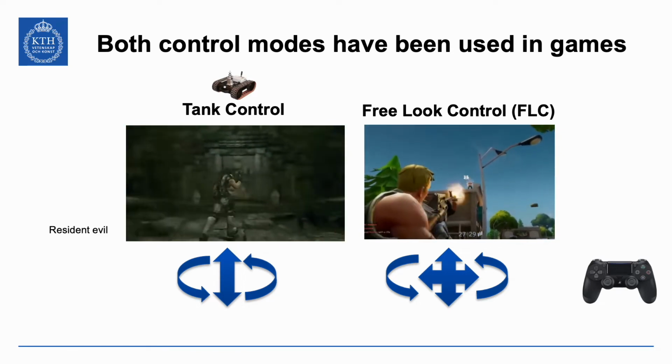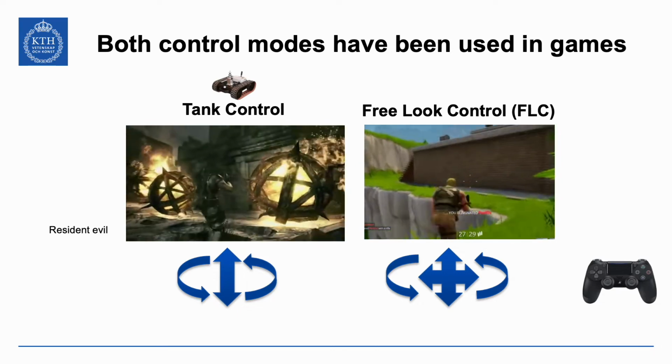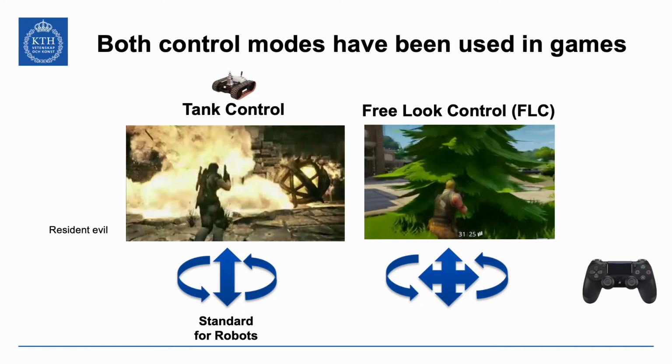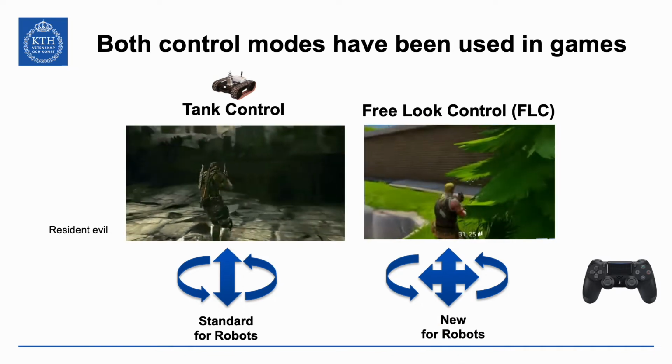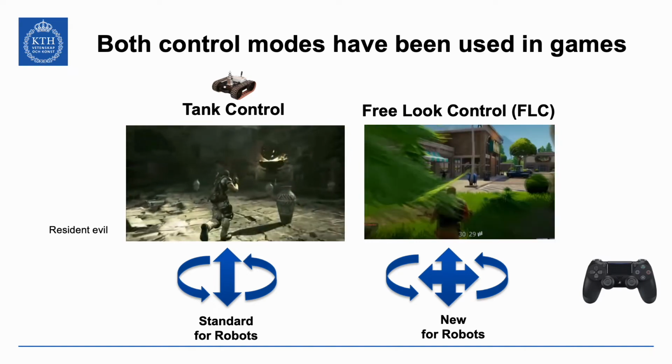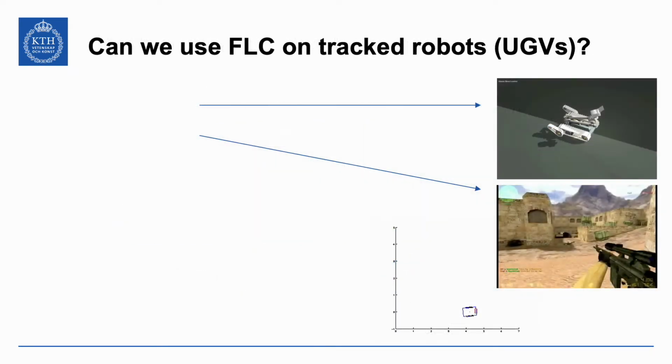Right now, robots are controlled using tank control, but can we change that? Tank control is standard for robots, whereas we want the new robots to be controlled with free look control. So again, can we use free look control on tracked robots? It would be nice. Computer games use it, at least most of them. Can it be done?